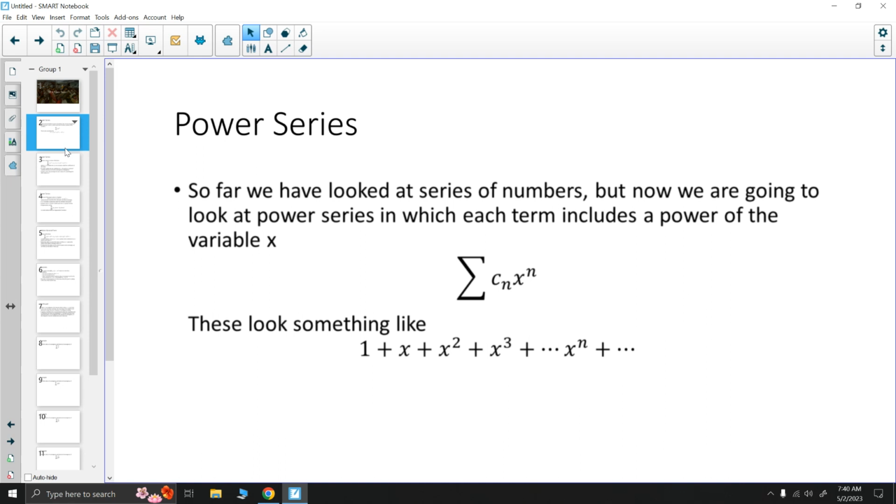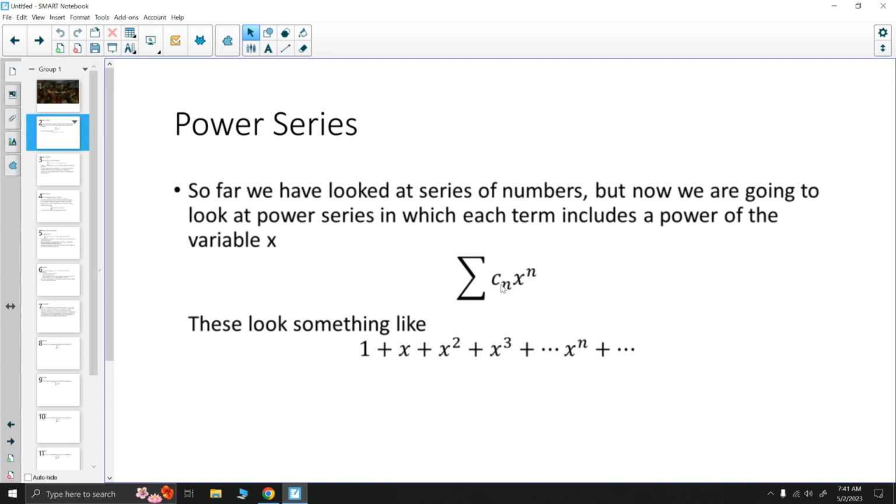So, first of all, we've looked at series of numbers so far. That is, basically like 1, 5, 1/3, etc. Things that are actual numbers. But now we're going to be looking at power series in which each term includes a power of the variable x. So something like this would look like 1 + x + x squared + x cubed, and so on. This is a nice simple one where our constant c sub n is 1 throughout.